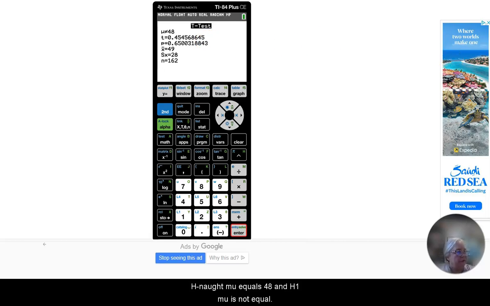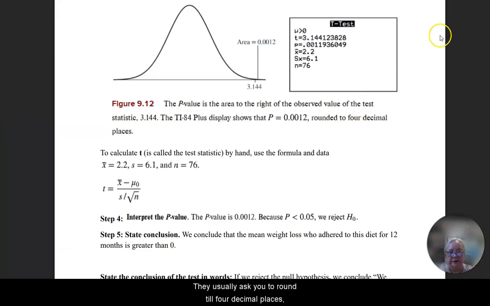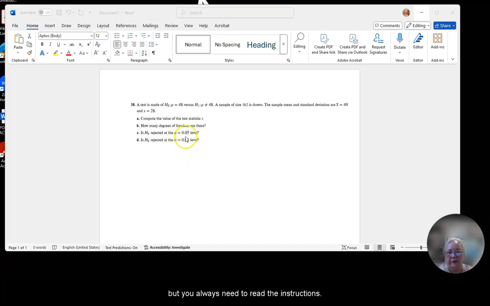They usually ask you to round to 4 decimal places, but always read the instructions. The p-value is 0.65. The p-value is 0.65, which, if you compare it to alpha, the significance level, is greater than 0.05.